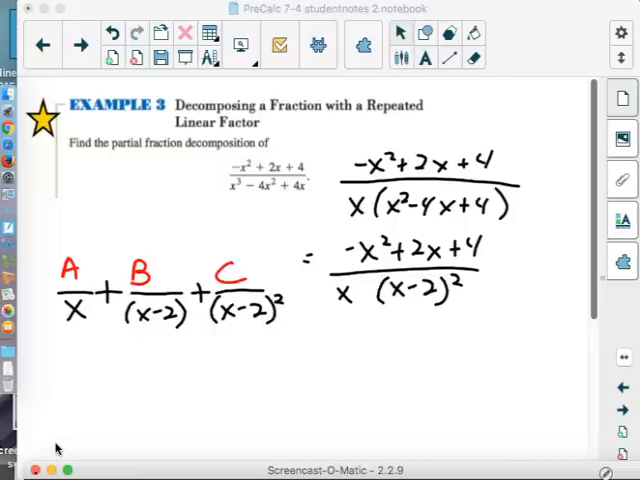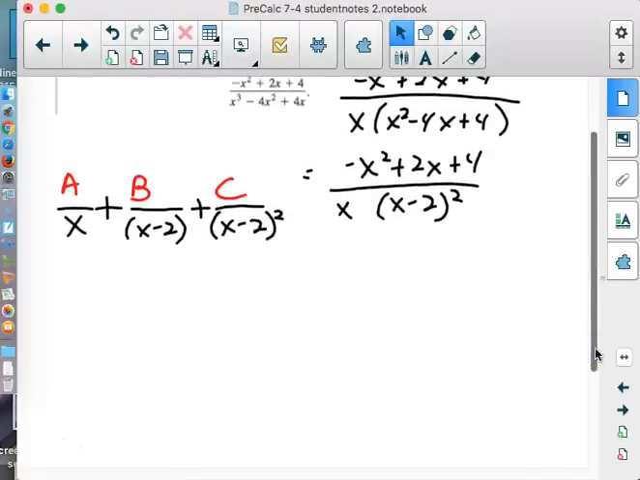Notice how there's no squared inside the parentheses. It's an x to the first. So now it's a linear factor. So what we would do now is think, again, you're always connecting, especially with algebra, connect it to what you know from the past. And what we know from the past is if we're going to put these together, we would need to get a common denominator for all of these.